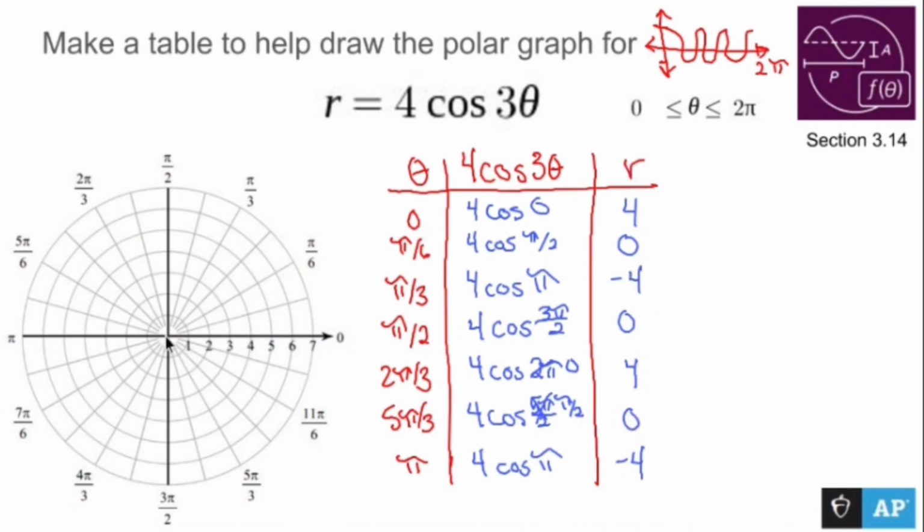Okay, at angle 0, I go out to 4. At angle pi over 6, I stay at 0. At pi over 3, I go out to negative 4. Oh, I'm going the wrong way. So pi over 3 is going to be over here. 1, 2, 3, 4. Careful, tricky. At pi over 2, I'm at 0. At 2 pi over 3, I'm at 1, 2, 3, 4. At 5 pi over 6, I'm at 0. At pi, I'm at 0.